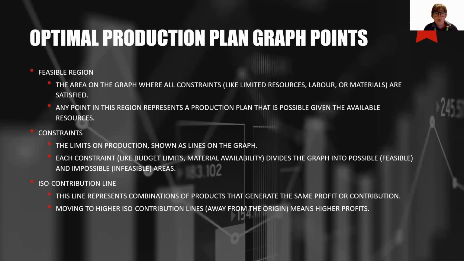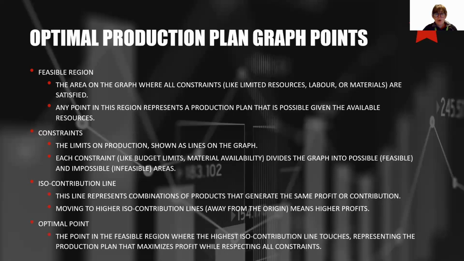So this line is going to represent a combination of products that are going to generate the same profit or contribution levels. As we move to those higher ISO contribution lines away from the origin, that means our profit is going to be higher. And then lastly, we have our optimal point. So this is the point in the feasible region where the highest ISO contribution line is going to touch. This will represent the production plan that maximises profit whilst respecting all constraints available.